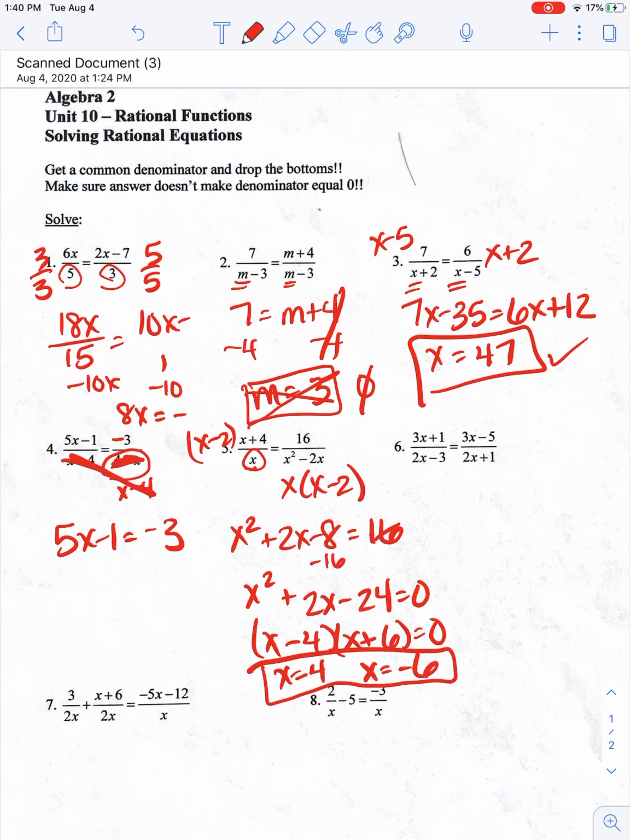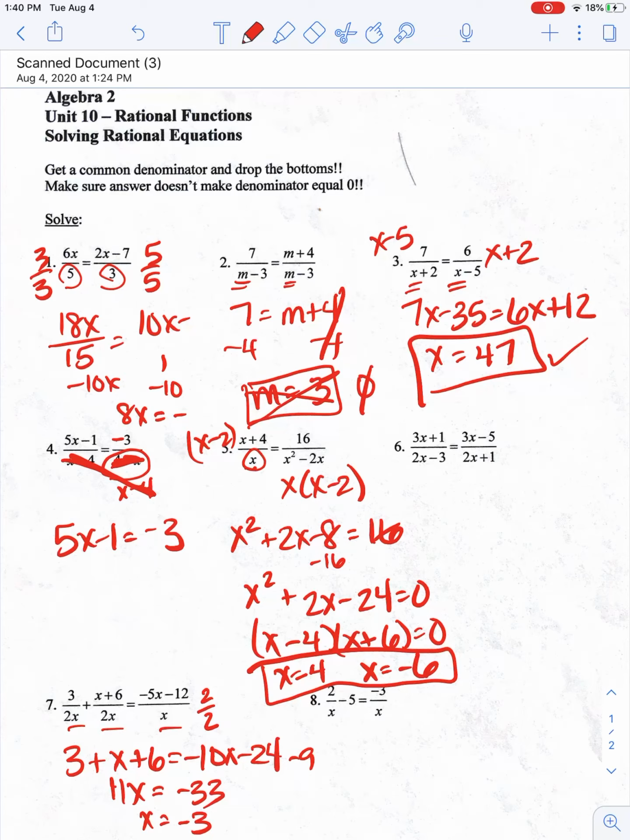So number 7 has 3 different denominators. My common denominator is going to be a 2x, so I'm going to give him a 2 over 2. And that's going to give me 3 plus x plus 6 equals negative 10x minus 24. This is not quadratic, so I'm going to get my x's together, and then divide. And he's good. I just couldn't be a 0.